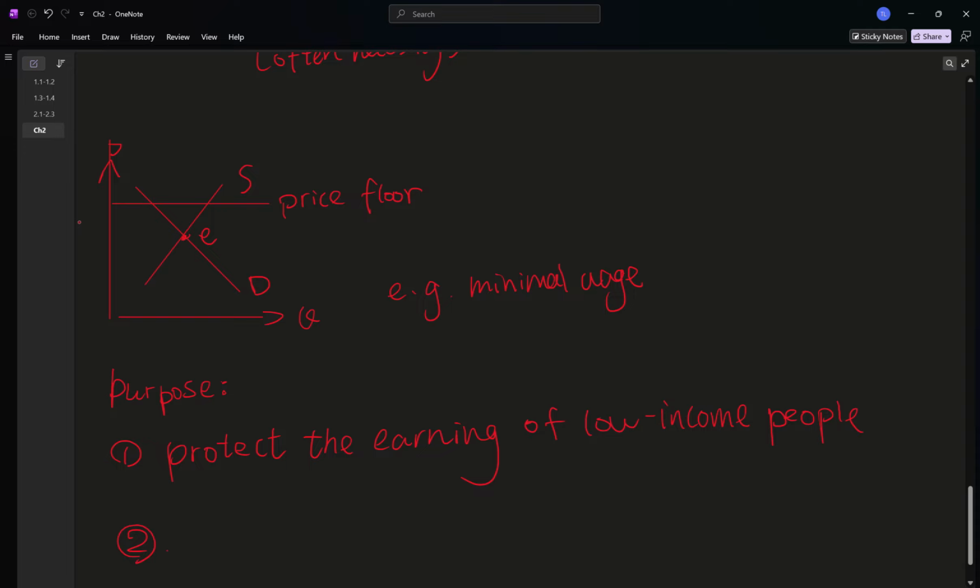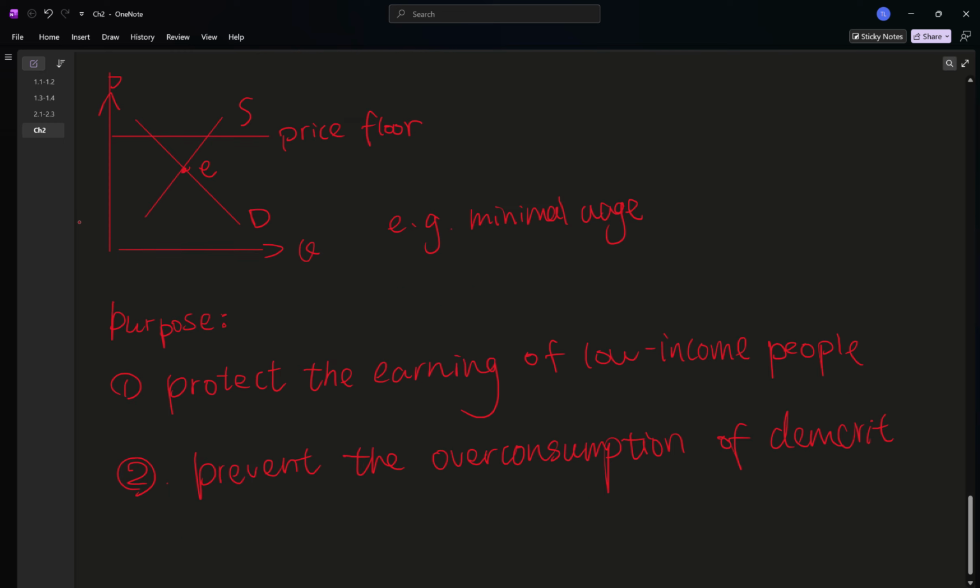The second thing is to prevent the overconsumption of dairy goods. Okay, let's go back. We said that one of the market failures is the externality, including the overconsumption of dairy goods. Why do we set a price floor so that the consumption of dairy goods goes down?